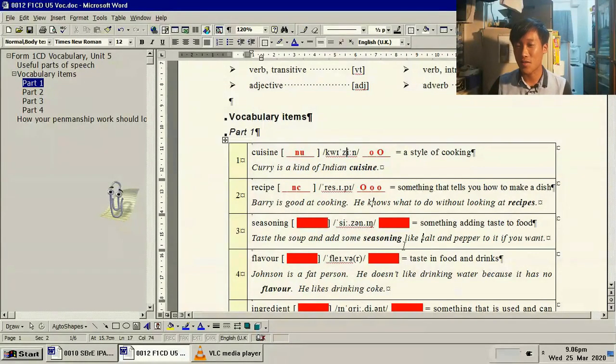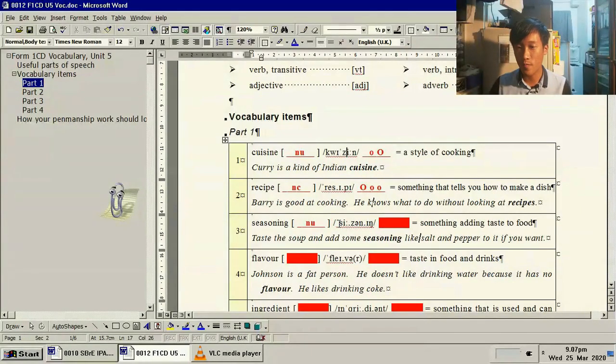So these things like salt and pepper, we call them seasoning. It's a kind of noun, and it is uncountable. If it is an idea that is not easy to understand, then we use an uncountable noun. Again, we'll talk about this in the grammar for this unit. So uncountable noun, we cannot add an S. And then the pitch pattern.